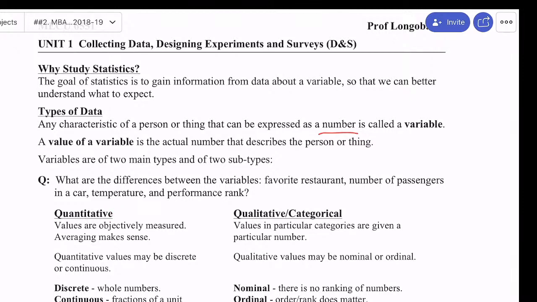So to illustrate that, I want to present to you two variables. Favorite restaurant is one variable, and number of passengers in a car is another variable. They're both variables that I can collect data on. I want you to tell me, though, what's the difference? What distinguishes one variable from the other?